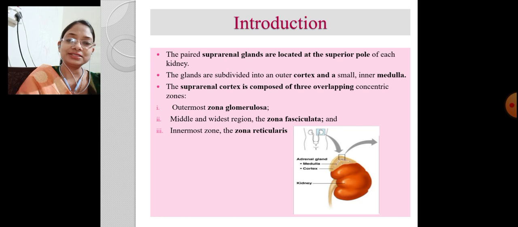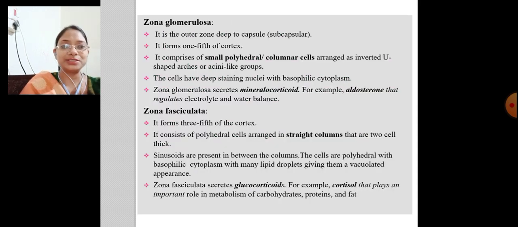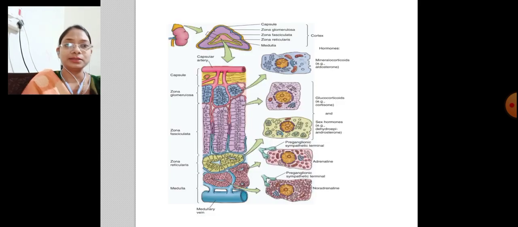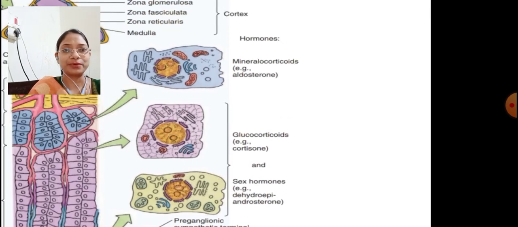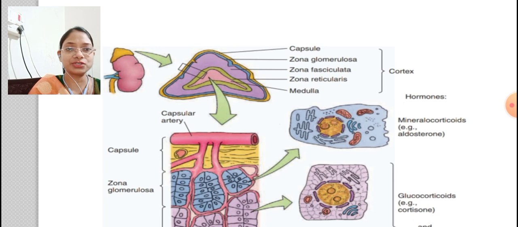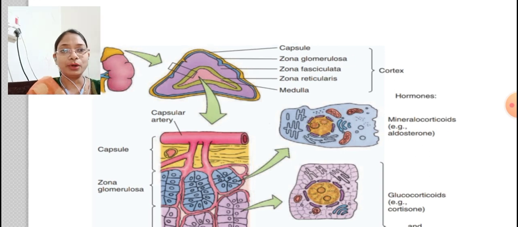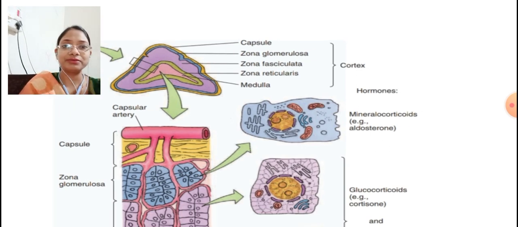Then the adrenal gland is divided into the outer cortex and inner medulla. The cortex is further divided into three zones: zona glomerulosa, zona fasciculata and zona reticularis. As you can see in this diagram, these are the zones present in the cortical region. The middle orange or pinkish structure is the adrenal medulla, while there are different zones. Overall, the adrenal gland is covered with a capsule.